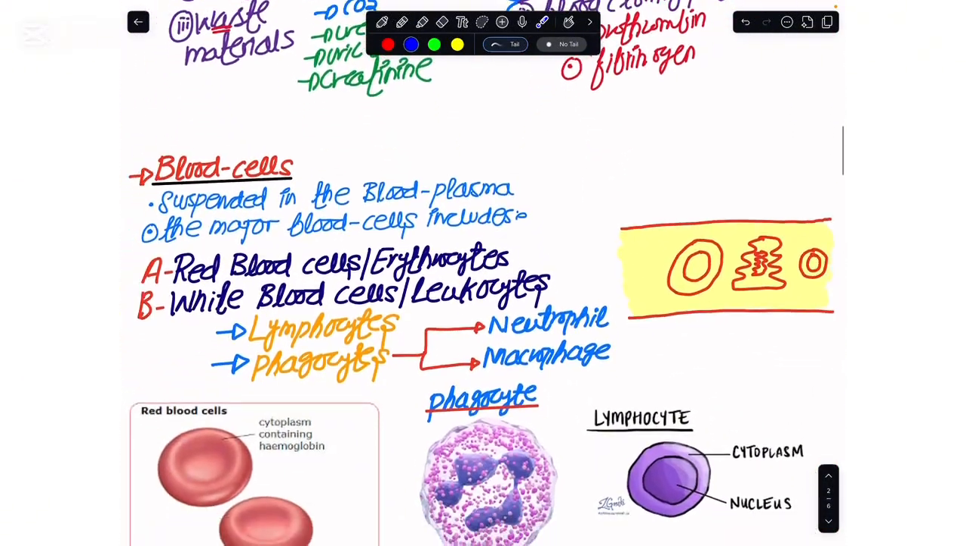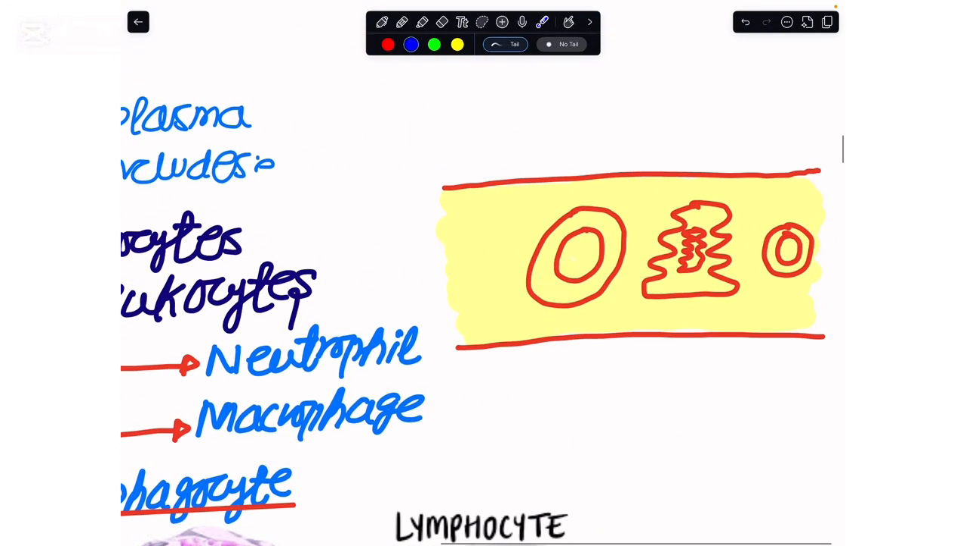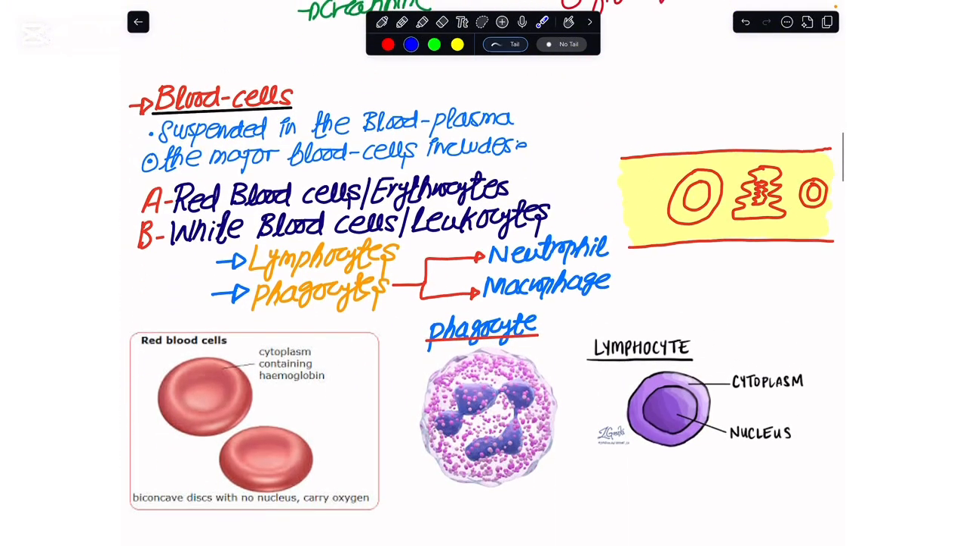Now, moving onward, you see that out of 100%, 55 to 60% is the blood plasma, and the remaining are the blood cells with us. And if I were to show you this diagram, you see here the red blood cells and the white blood cells suspended in this blood plasma. So they appear as a suspension in the blood plasma. The major blood cells we have in this blood are the red blood cells, whose other name is erythrocytes. Then we have the white blood cells, whose other name is leukocytes.